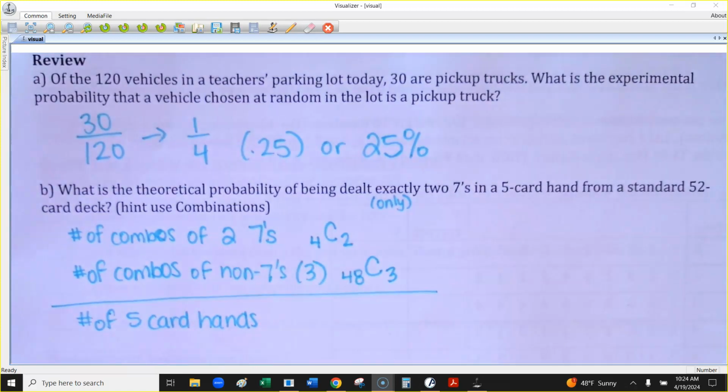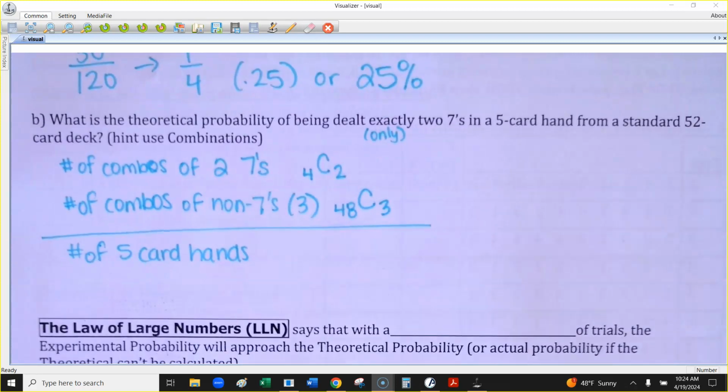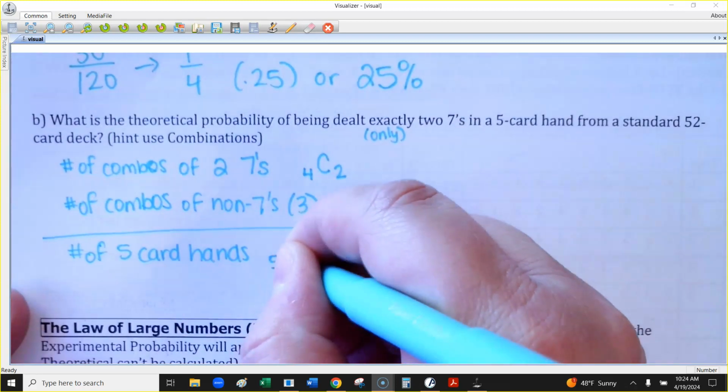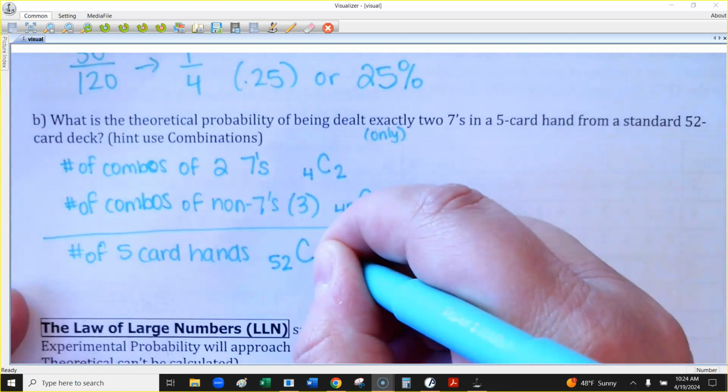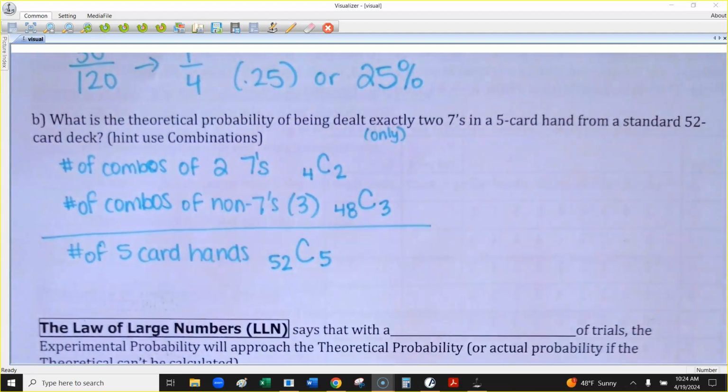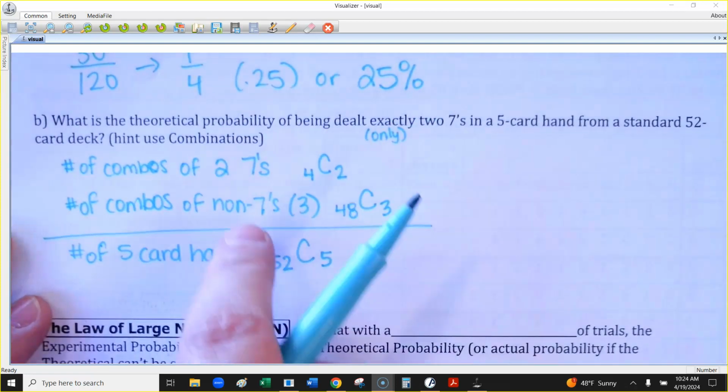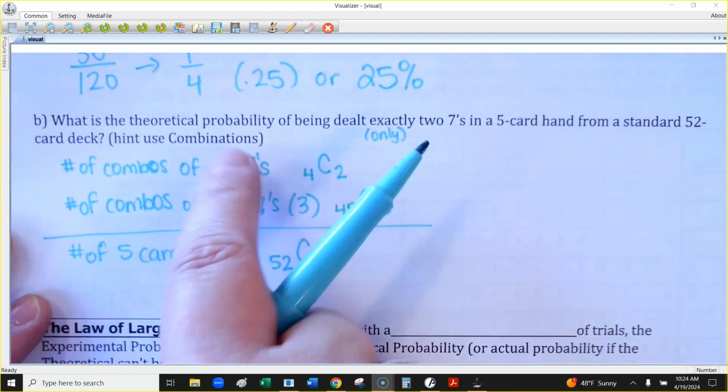So if I deal you cards, again, we're using a combination because the order doesn't matter. You're just going to have all the cards in your hand. So if you have a 52-card deck, you're going to get 5 cards dealt to you, so it'd be 52, choose 5. That would be the total number of hands. We're going to figure out the probability that we would have exactly, meaning only 2 7s. To get that probability, you take these 2 guys and multiply them together.